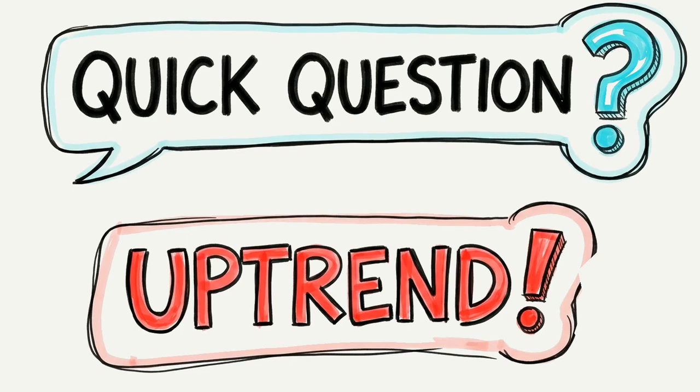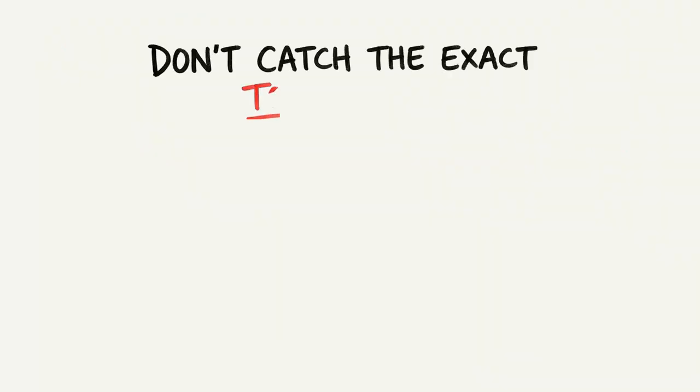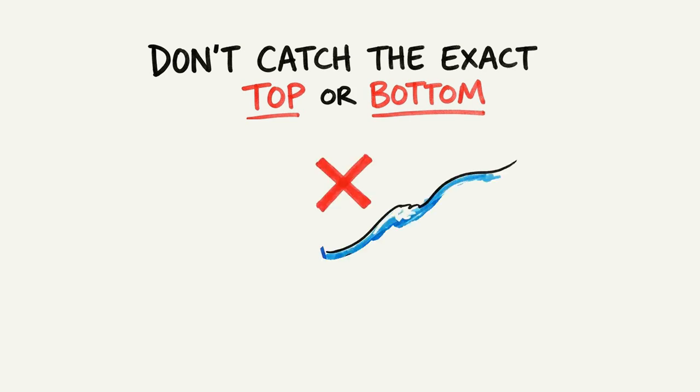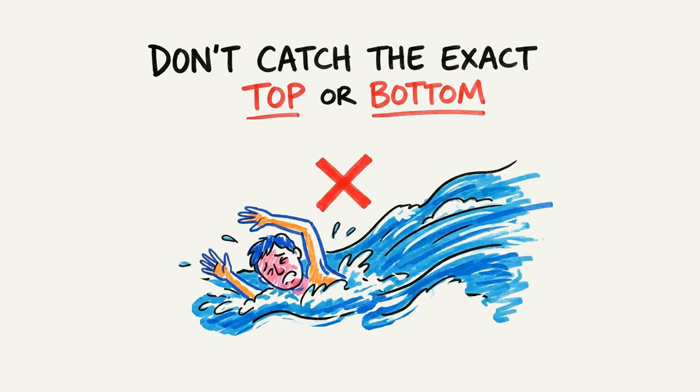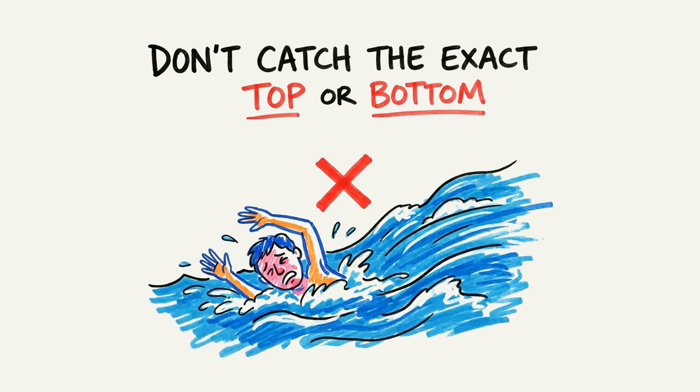Why does this matter? Because trading in the direction of the trend puts probability on your side. The market already has momentum moving one way. Going with that direction is usually safer than fighting against it. Trying to catch the exact top or bottom sounds exciting, but it's one of the fastest ways beginners lose money. Strong trends can continue much longer than people expect. It's like swimming against a strong river current. Possible sometimes, but much harder.